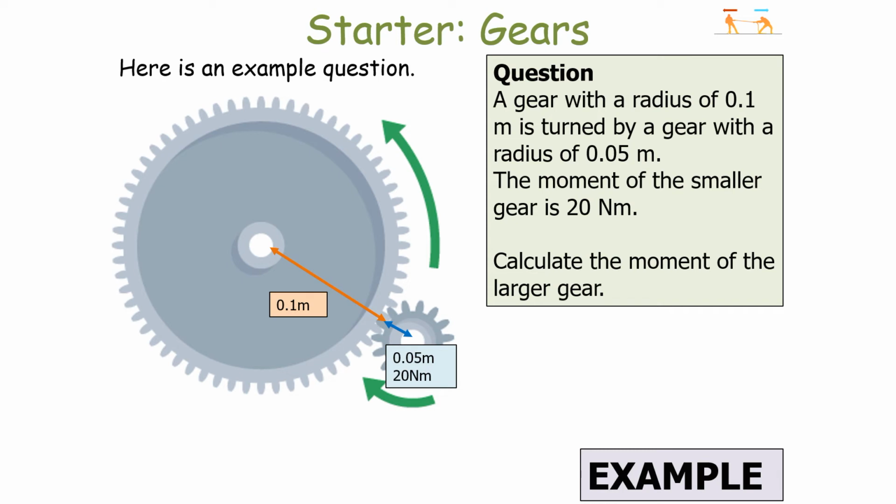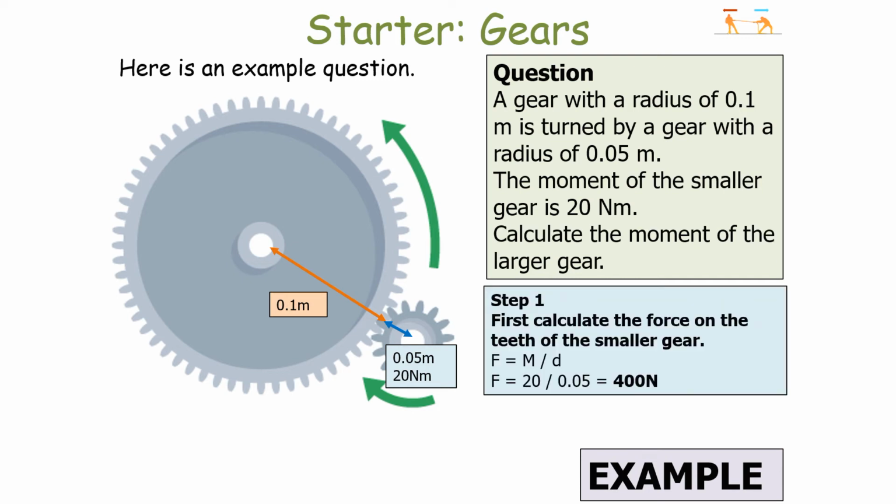A gear with a radius of 0.1 meters is turned by a gear with a radius of 0.05 meters. The moment of the smaller gear is 20 Newton meters. Calculate the moment of the larger gear. Now, firstly, our instinct is that because we have a larger wheel or gear, it is going to have a larger moment. So let's see if that's the case.